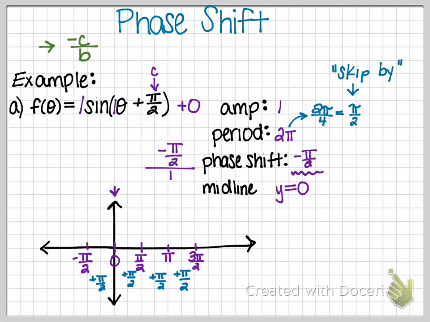And since I want to graph sine, it always starts off at the midline. And then I have a maximum up here at 1. Let me go ahead and label him. Here's 1. Oopsies, that's not negative 1.